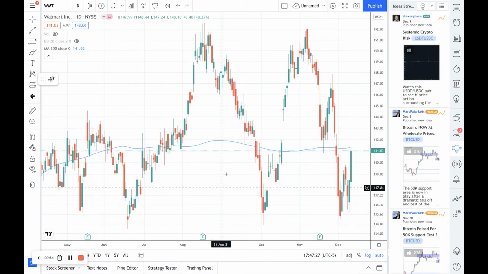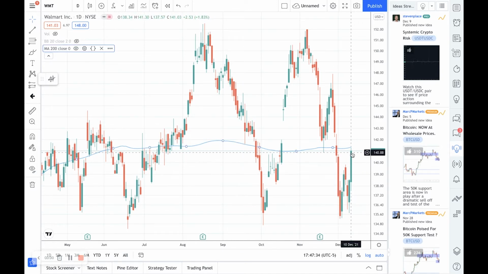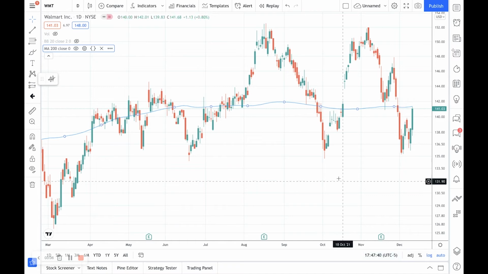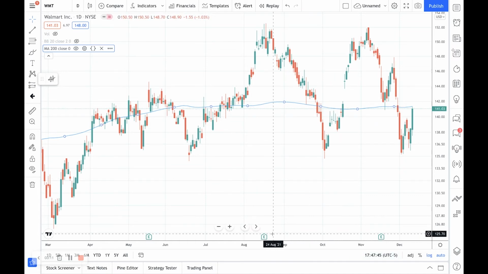So this is the 200-day simple moving average on TradingView. So if you look at TradingView, you say, well, what the heck? This didn't cross above and close above. Trade Machine uses a different form of calculation when it comes to the moving averages. So there's something to keep in mind.